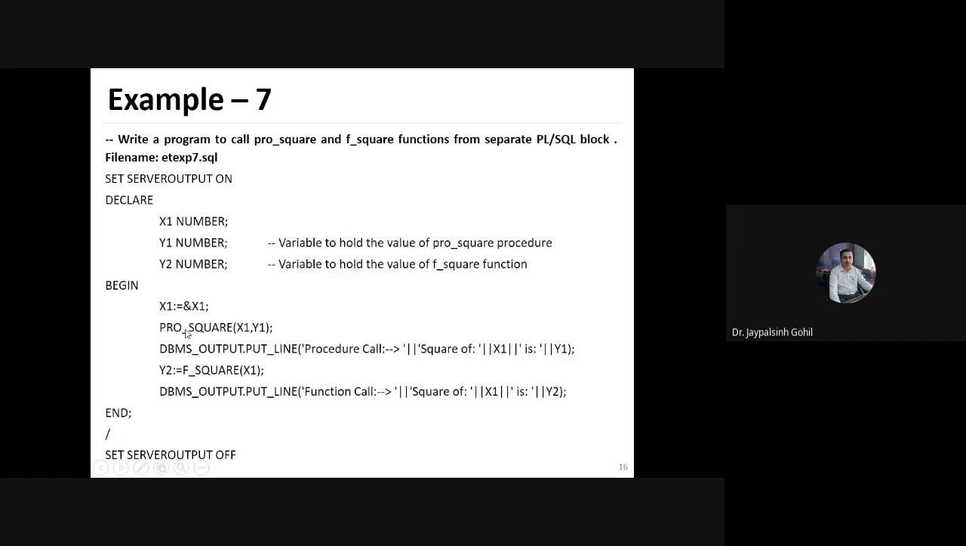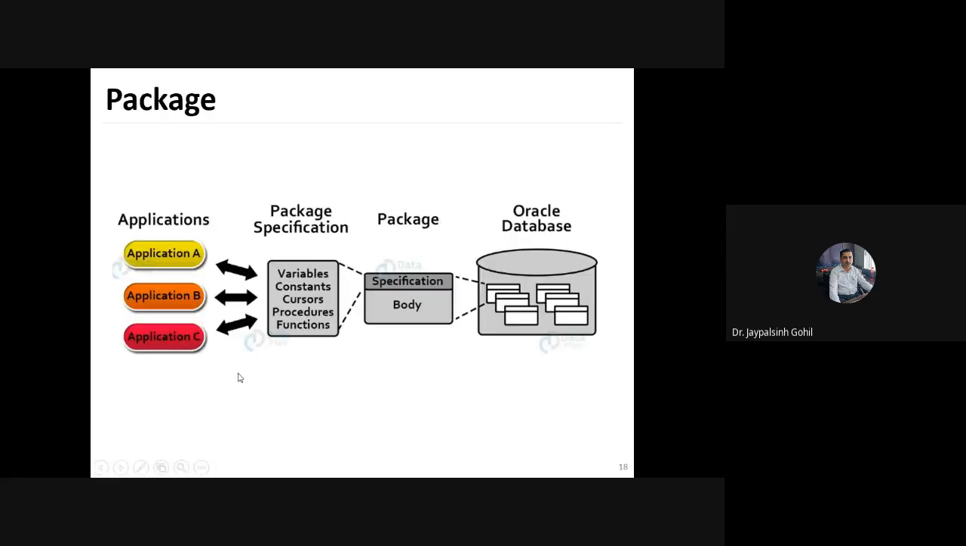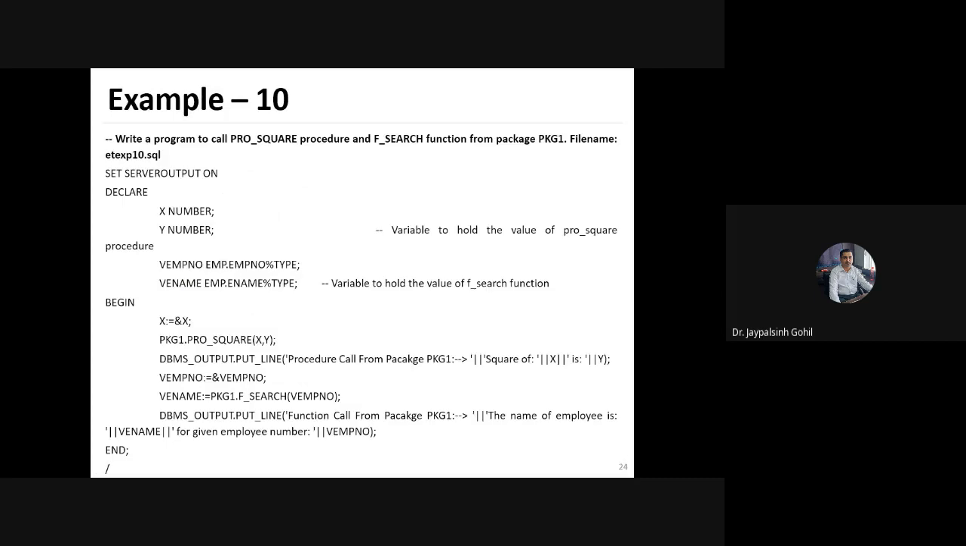First, we have to write the procedure name and parameters. If I'm calling a function, then I have to store the return value. Then I have to write the function name likewise. Similar code I have written here, but the function and procedure are different. So x and y, this variable will hold the value of pro square, which is an out mode variable. And these two variables I have taken for our second function for searching the employee.